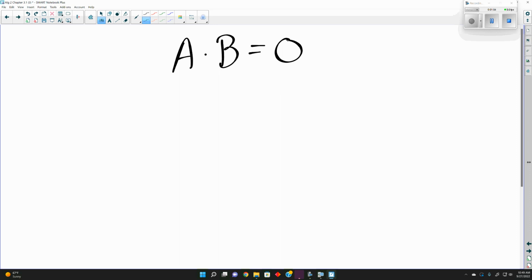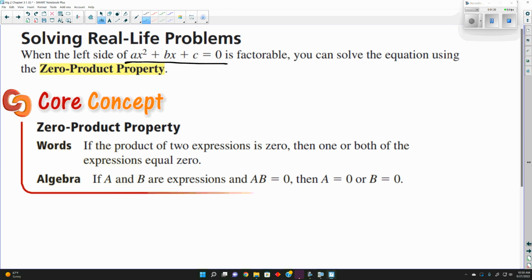If we have two things multiplied together equals 0, what do we know one of the two things must be? 0. Because the only way we can multiply two things together and get 0 is if one of these two is 0. Or it could be both of them are 0. The zero product property states if the product of two expressions, two terms or two things is 0, then one or both of them must be 0. That's all the zero product property is stating. If we have two or more things multiplied together and they equal 0, one of those things must be 0.